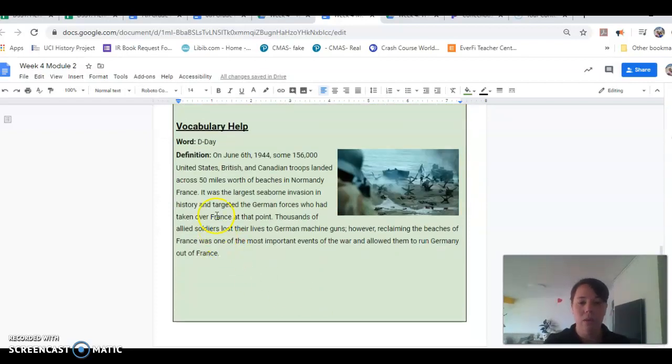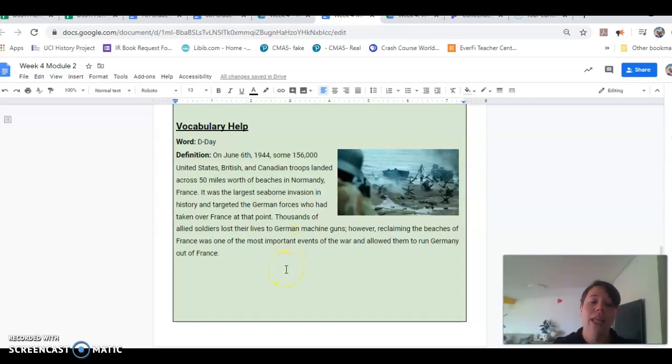The vocabulary word here that you need to know is D-Day. On June 6th, 1944, so we're at the tail end of World War II, some 156,000 U.S., British, and Canadian troops landed across 50 miles worth of beaches in Normandy, France. It was the largest seaborne invasion in history and targeted the German forces who had taken over France at that point.